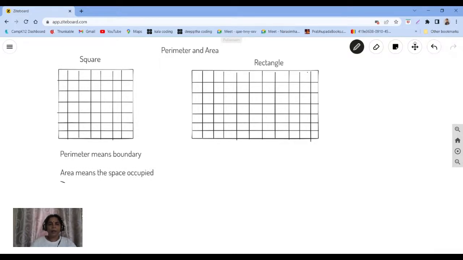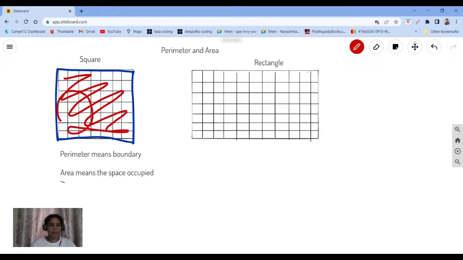What do I mean by this? Here we are seeing a square and a rectangle. Which is the boundary? This is the boundary, right? The blue color is the boundary. If we can measure this blue color, we will call it the perimeter. Now, what is the area? Area means something which is inside, the space covered here. The red color part is the area. These are the two concepts you have to understand.